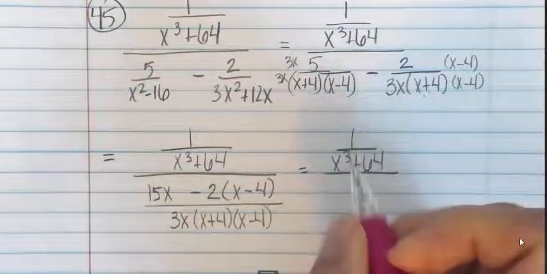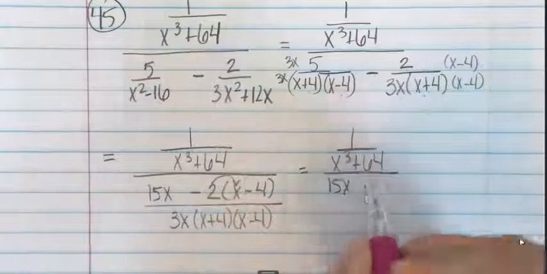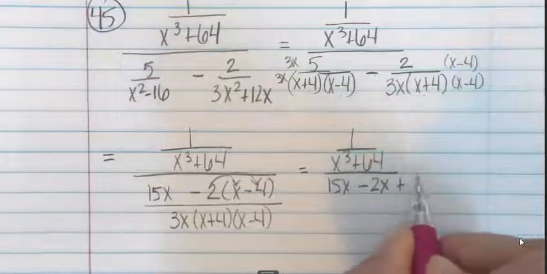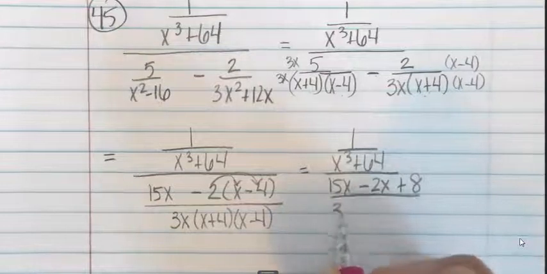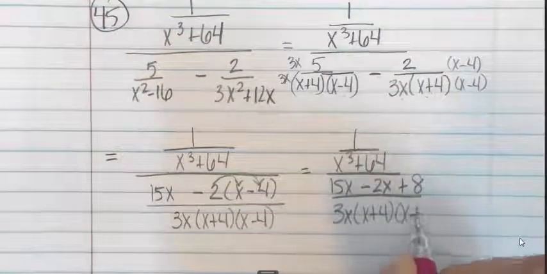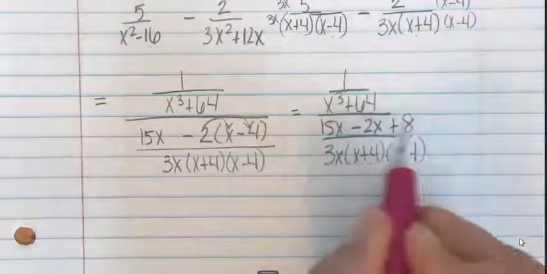Okay, so this is a 15x, and then distributing that negative 2 gives me a negative 2x and a positive 8, all over 3x times x plus 4 times x minus 4. And we are getting somewhere, I promise. I'm just going to simplify this numerator now.